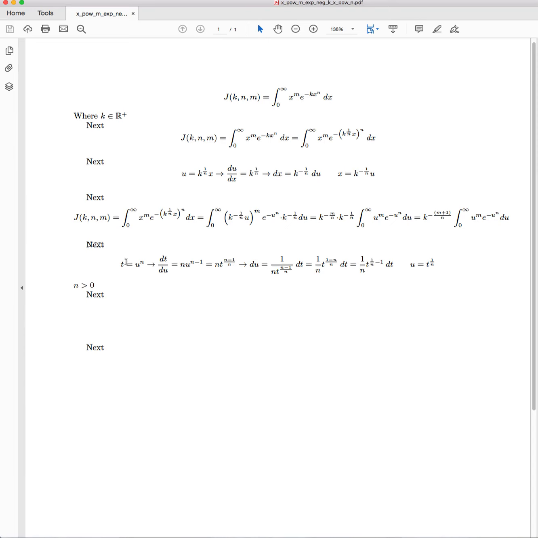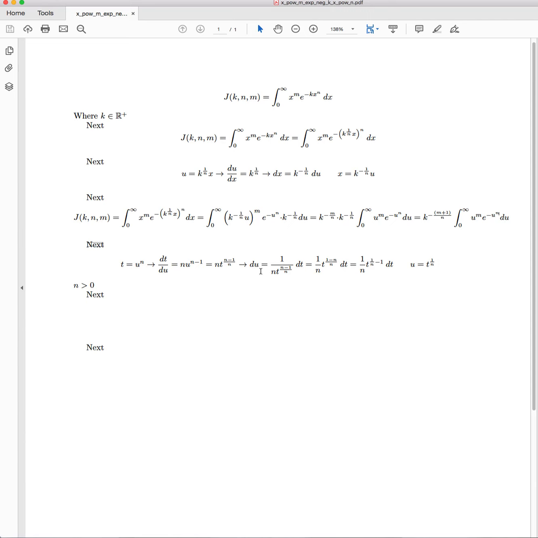Okay, so as I said, we're going to let t in this case equal u to the power of n, which means dt/du is equal to n u to the n minus 1. And remember here, if we take this definition, t is equal to u to the power of n. That means u is equal to t to the power of 1 over n. So when we've got u to the power of n minus 1, that's just t to the power of n minus 1 divided by n, which is what we have here.